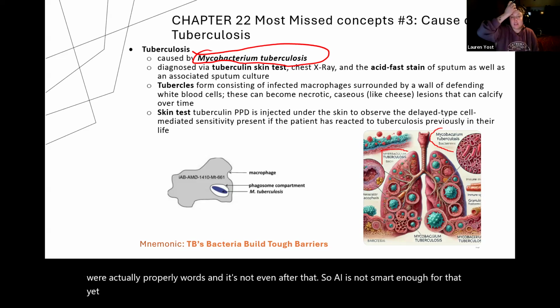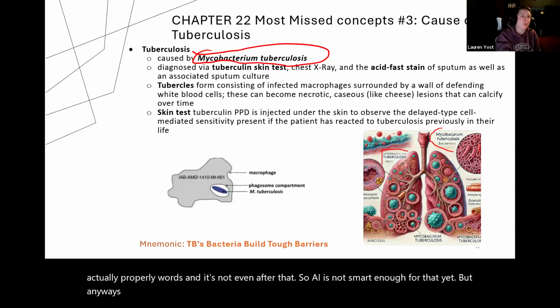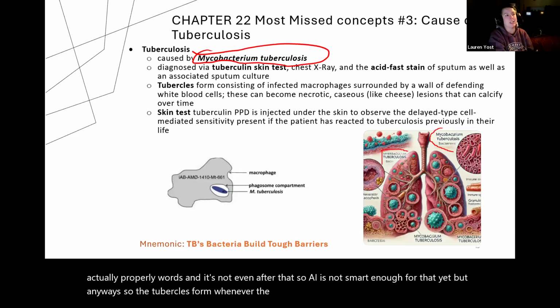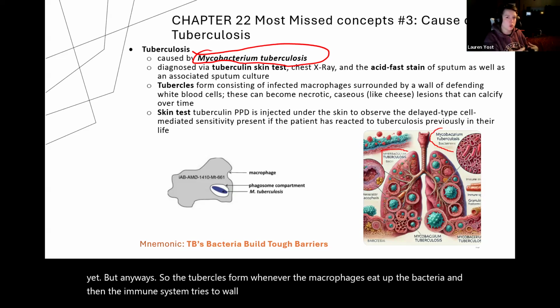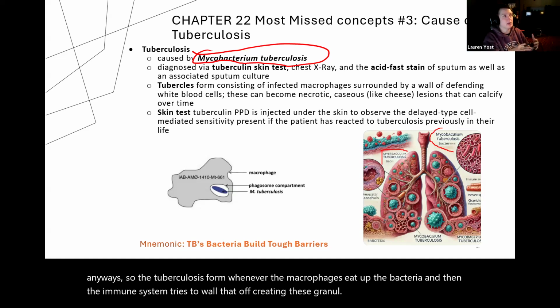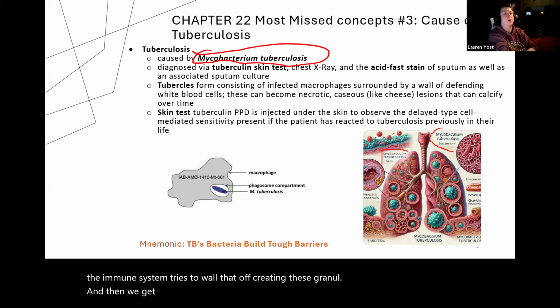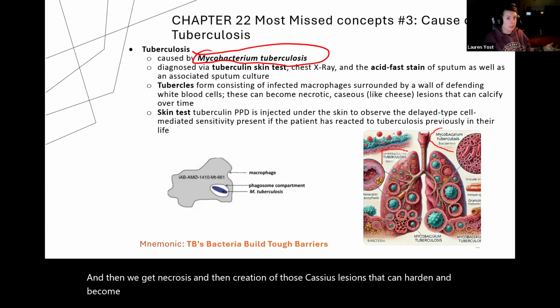But anyways, so the tubercles form whenever the macrophages eat up the bacteria, and then the immune system tries to wall that off, creating these granulomas. And then we get necrosis, and then creation of those caseous lesions that can harden and become calcified. And that's what tubercles are.